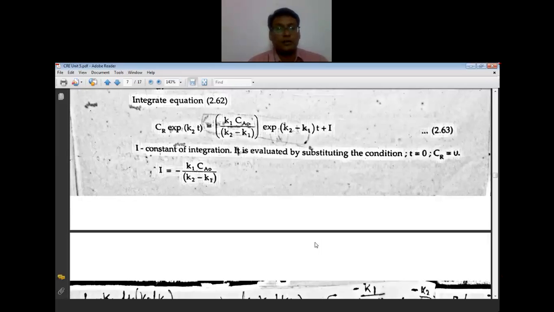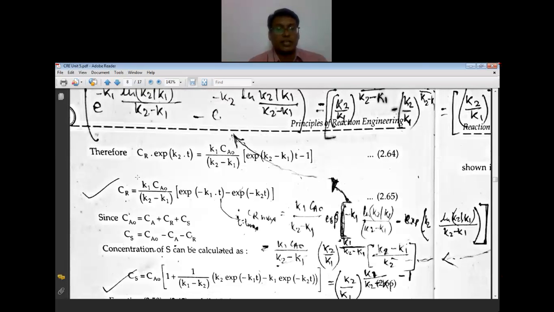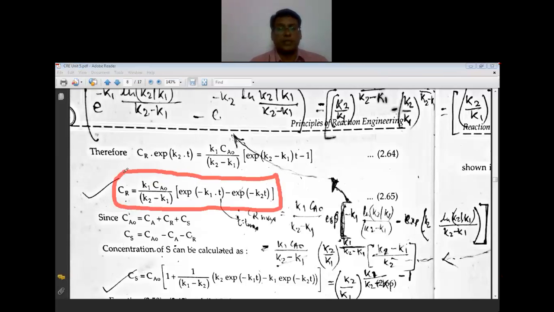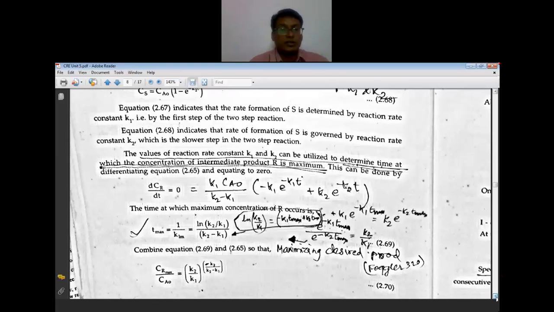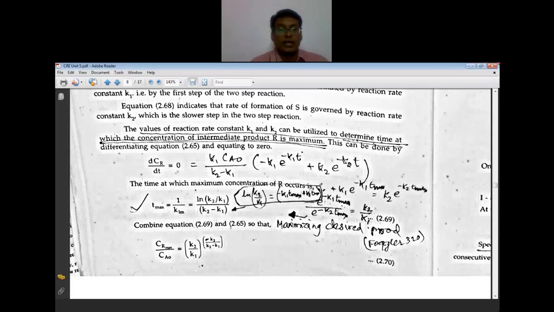So I have to differentiate this CR equation with respect to time. That is going to give me the CR maximum, that is, the maximum concentration. So dCR upon dt equal to 0, differentiating that you will get this. With further simplification, the time at which the maximum concentration of R occurs is nothing but the Tmax.